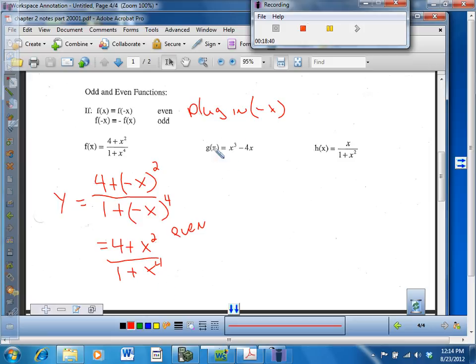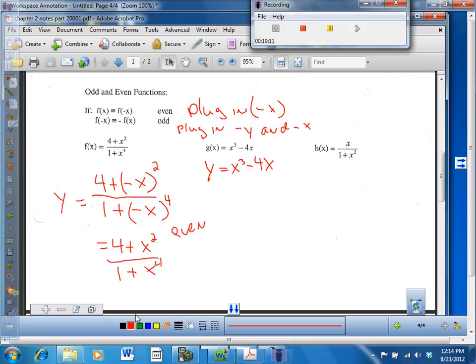An odd function, you plug in negative y and negative x. Or excuse me, this is y, and this is x. So if I'm going to look at this function, and this is an odd function, g of x is like y. So I'm going to rewrite this as y equals x cubed minus 4x.